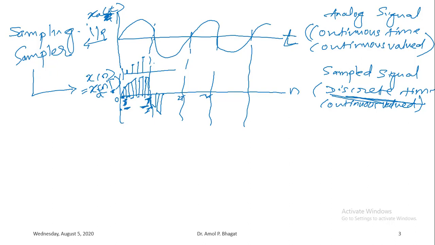But if you observe the amplitude or values, it is varying continuously. It is not any fixed value here, it is variable. So therefore we are calling it a continuous valued signal, but discrete in time. Likewise, these samples will be there, so this sampled version of the signal will be represented like this.